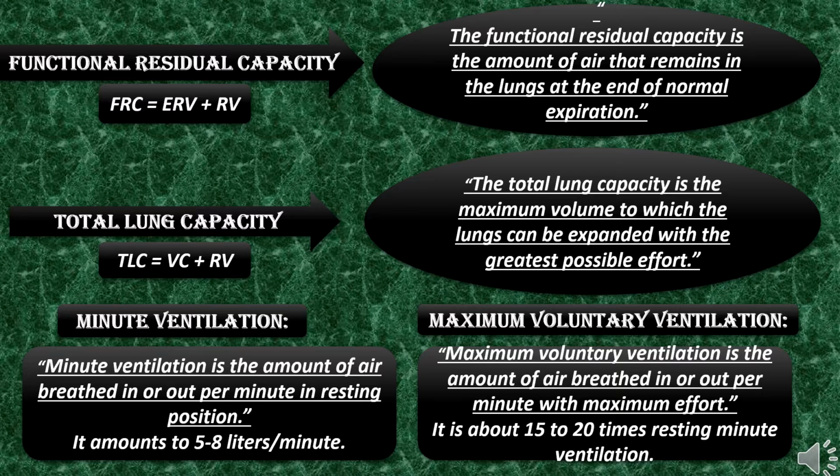Now, minute ventilation. Minute ventilation is the amount of air breathed in or out per minute in resting position. It ranges from 5 to 8 liters per minute. The next term is maximum voluntary ventilation. It is defined as the amount of air breathed in or out per minute with maximum effort. It is about 15 to 20 times resting minute ventilation.